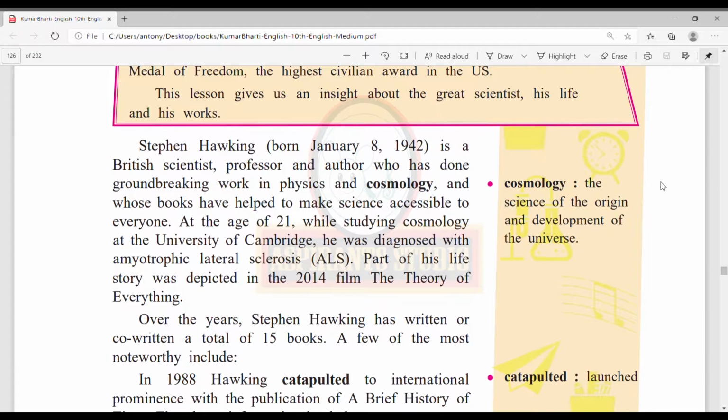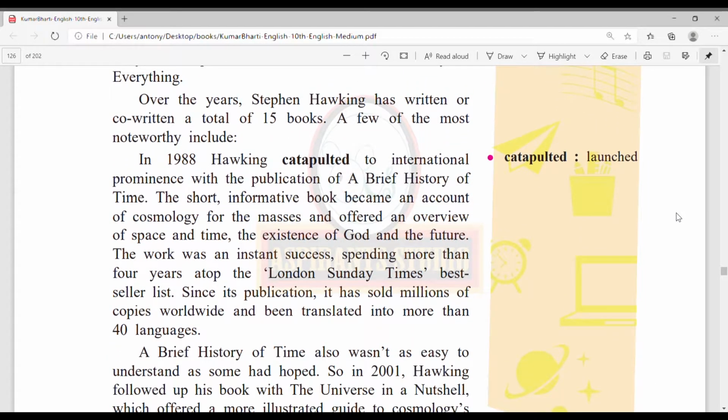Stephen Hawking, born January 8, 1942, is a British scientist, professor and author who has done groundbreaking work in physics and cosmology, and whose books have helped to make science accessible to everyone. At the age of 21, while studying cosmology at the University of Cambridge, he was diagnosed with amyotrophic lateral sclerosis (ALS). Part of his life story was depicted in the 2014 film The Theory of Everything. Over the years, Stephen Hawking has written or co-written a total of 15 books. A few of the most noteworthy include: in 1988, Hawking catapulted to international prominence with the publication of A Brief History of Time.